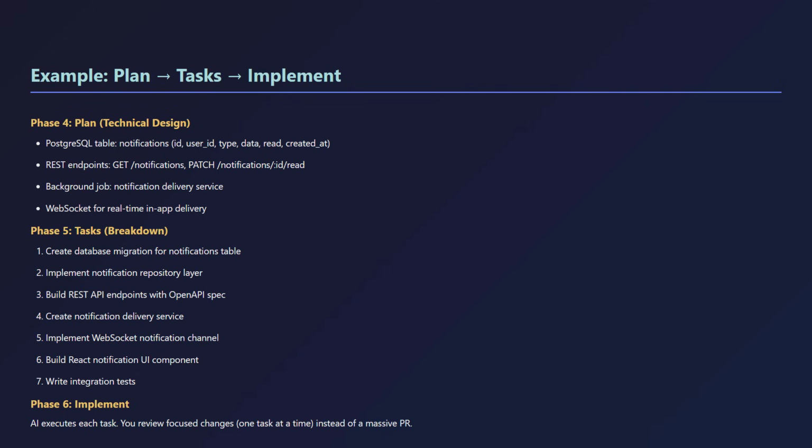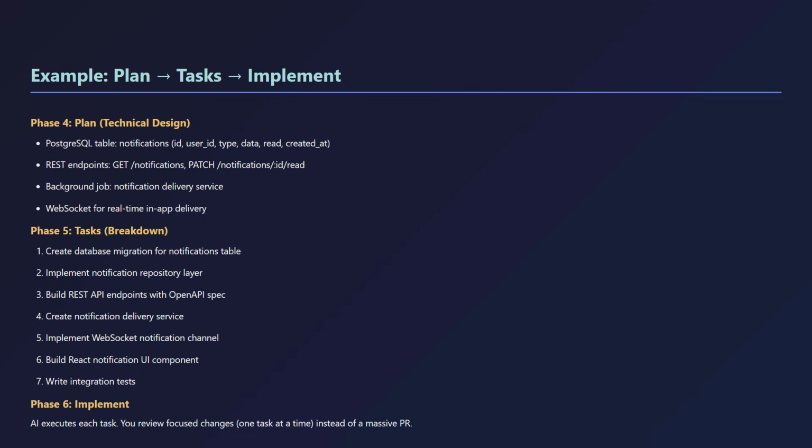Now we move through the final 3 phases more quickly. In phase 4, plan, we get technical. We specify a PostgreSQL table for notifications with columns for ID, user ID, type, data, read status, and created at timestamp. We define REST endpoints, GET for fetching notifications, PATCH for marking them as read. We plan a background job for the notification delivery service. We decide to use WebSocket for real-time in-app delivery.